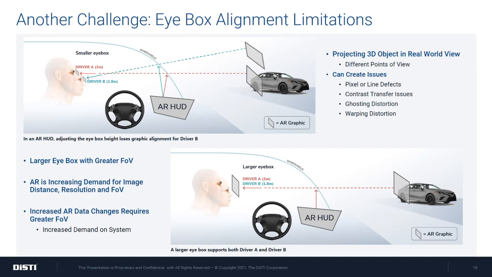So these are the types of issues that can cause defects in the pixels, defects in the line adjustments, contrasting issues, ghosting, warping, a number of different issues that are really just overcome by a larger eye box. But again, with that comes a bit more cost as well.